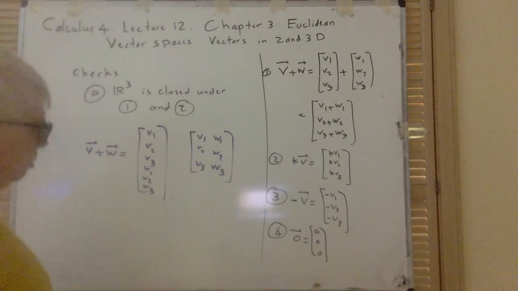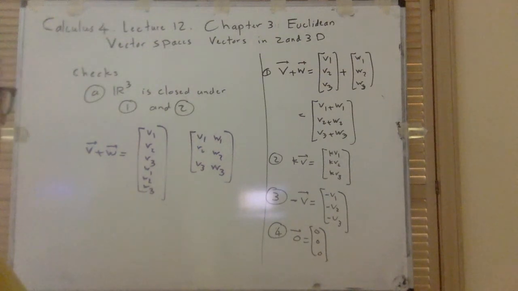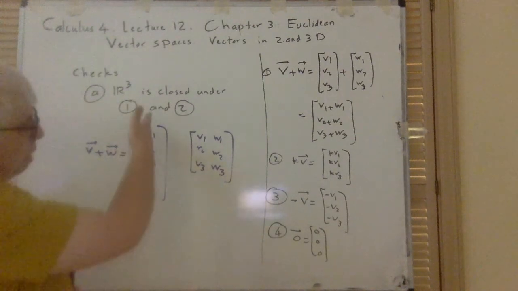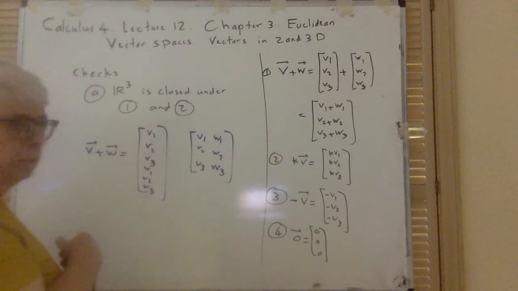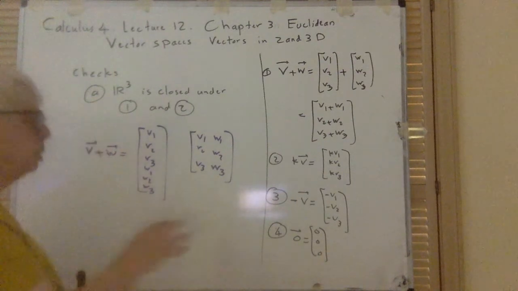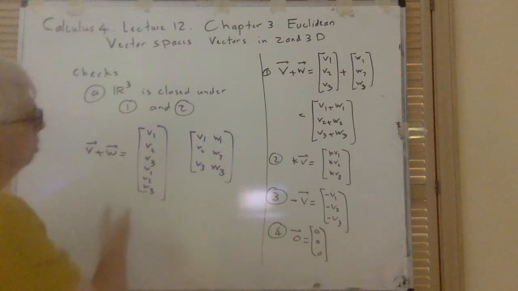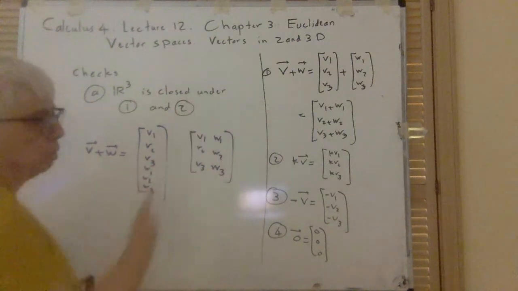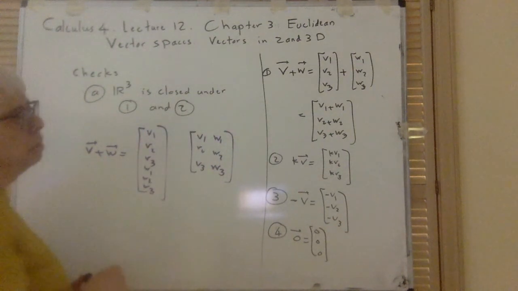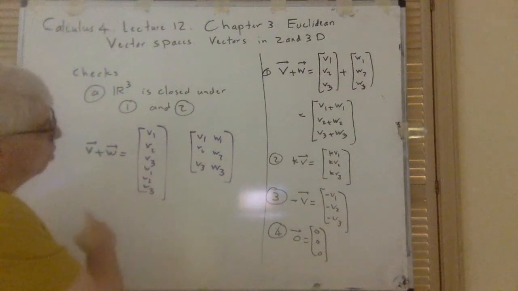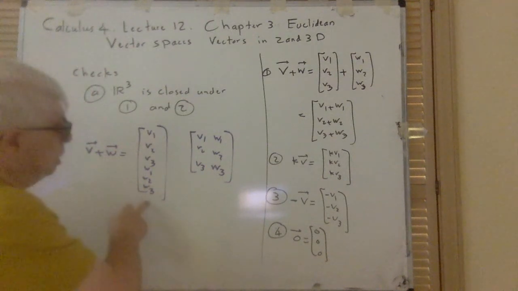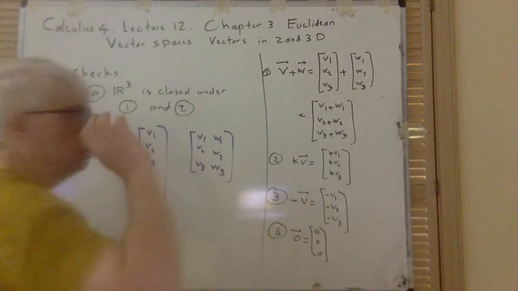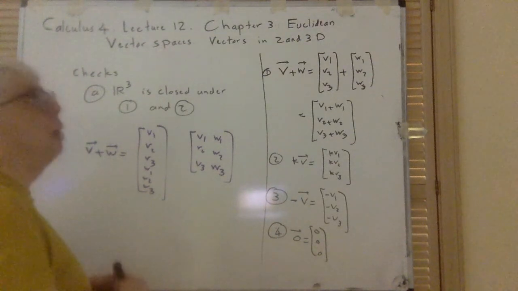Now, what's wrong with this? Well, you just look at this and say, okay, this belongs to R6. It has 6 entries, right? Or let's say we don't know what R6 is. R3 is matrices with 3 entries, right? These are column matrices with 3 entries. This is a column matrix with 6 entries. This is not in R3. So you added them and you ended up somewhere else. So you went out of that space.